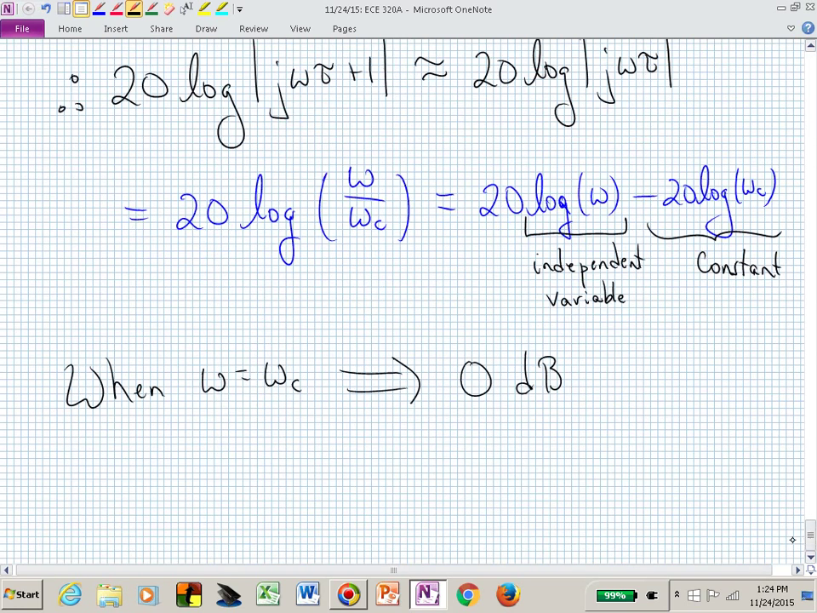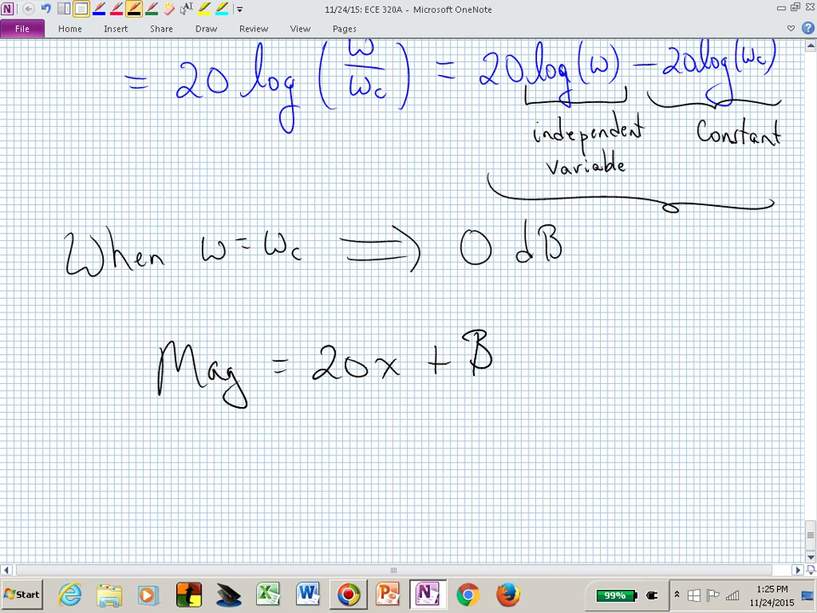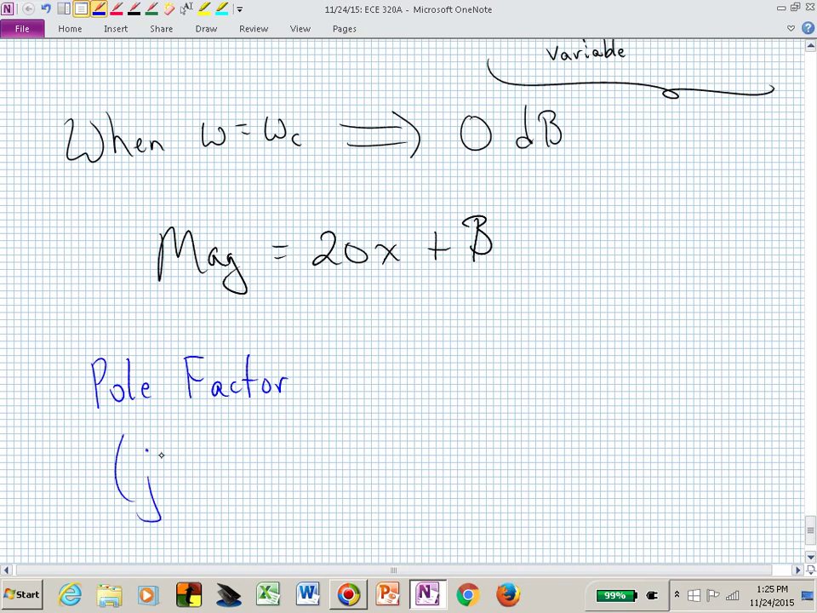What I'm trying to suggest is this is our magnitude, 20x plus a constant. Does that look like a straight line where x is our independent variable? Our magnitude now looks like 20x plus B, mx plus B. And because we actually had a pole factor, which I didn't account for until now, our pole factor we could think of as j omega tau plus 1 to the minus 1.